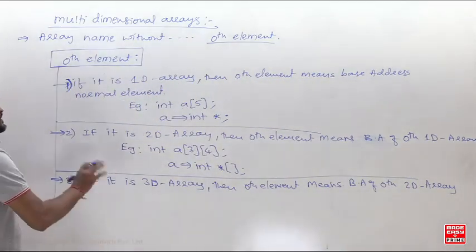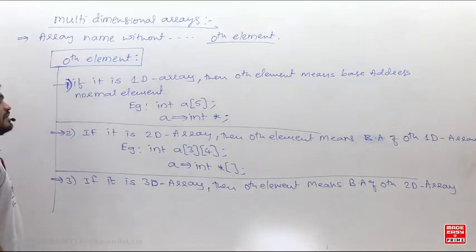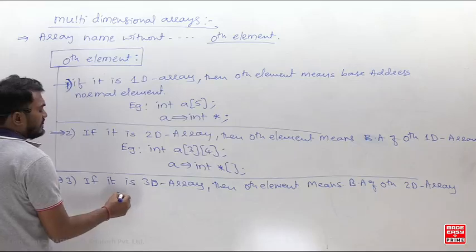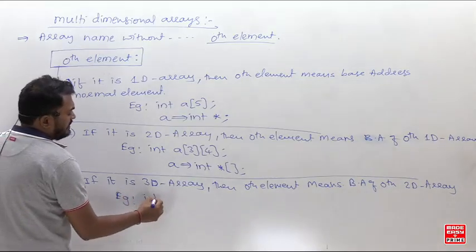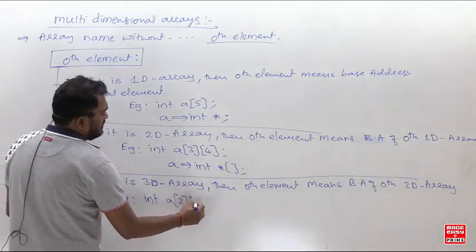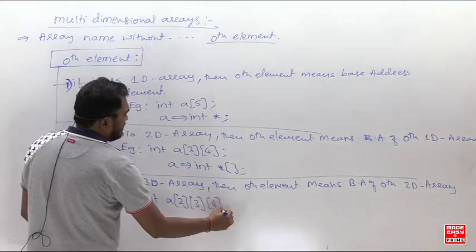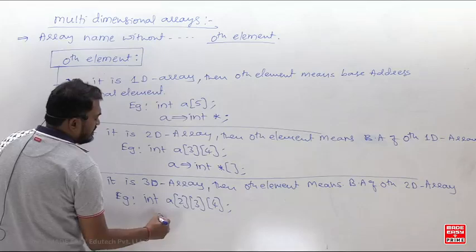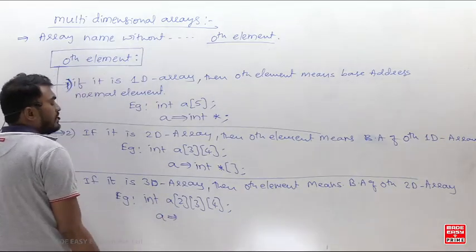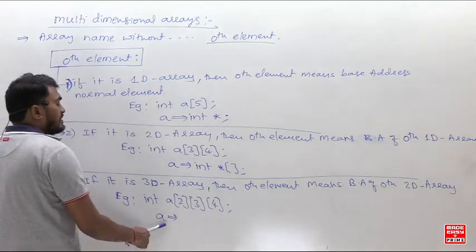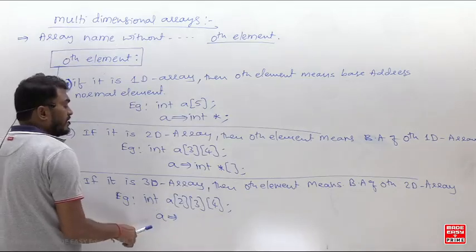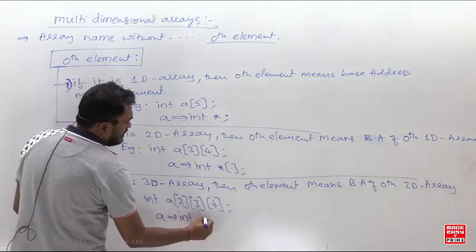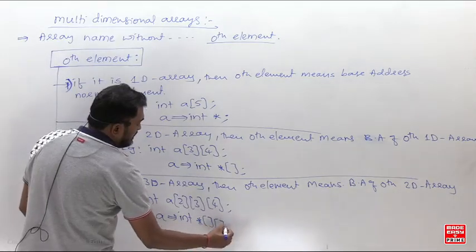In case it is a 3D array, then the 0th element means what? Base address of the 0th 2D array. For example, let's say you have a 3D array, integer a of 2, 3, 4. Some 2D array is there. Then a means what here? Base address of the 0th 2D array. So what is the type here? Type int star double braces.